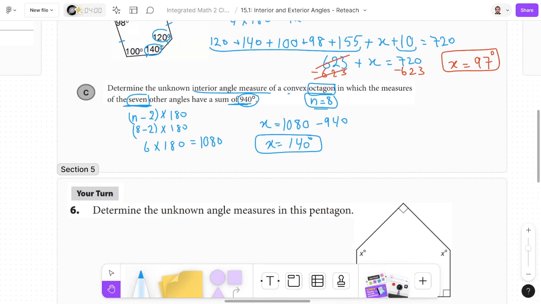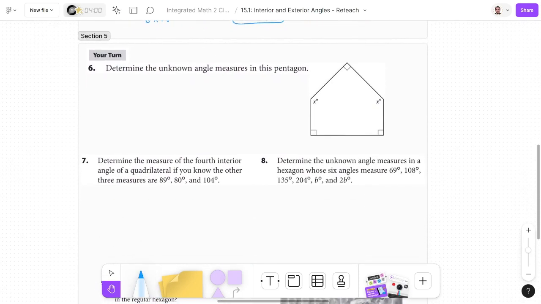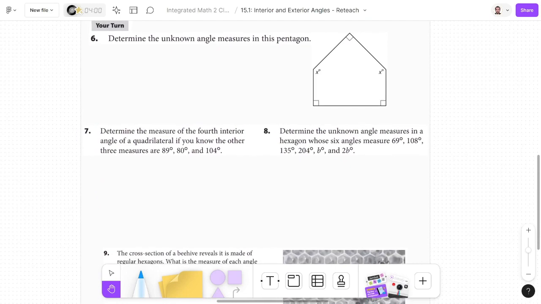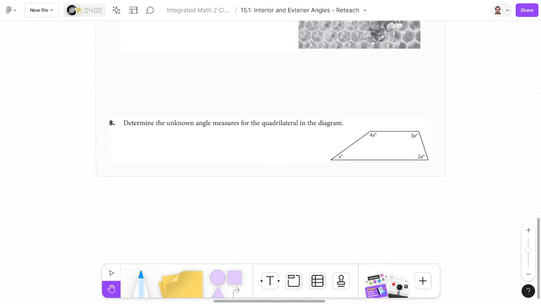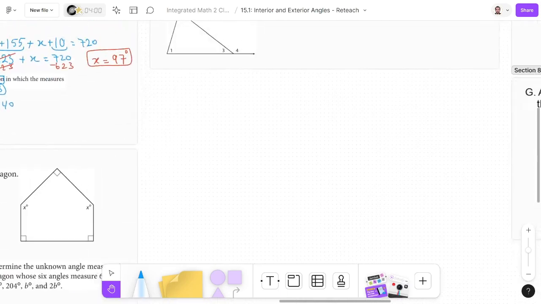Now, let's go to the second part of the lesson. Here we have more examples. It's your turn. Try to solve these examples by yourself. And if you have any question, please ask me. Now, let's go to the second part.